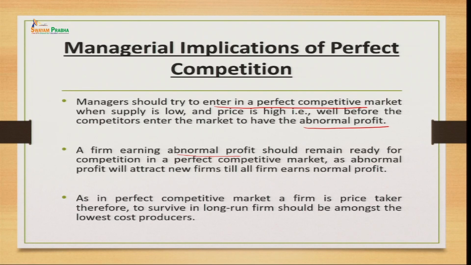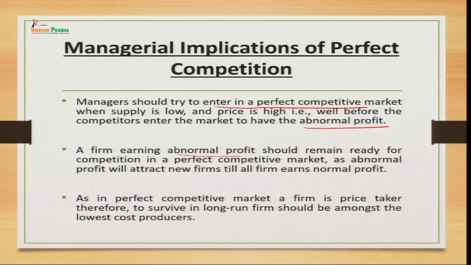If they are earning abnormal profit, if they are earning good profit, they should keep themselves ready, because this will attract new suppliers into the market. So, they should always focus on reducing their cost and bringing something new to their business, where they would be able to attract more profit from the market. They should always keep themselves ready and make their calculations of how to reduce the cost. And lastly, in a perfect competitive market, the firm is a price taker. They are taking the prices from the market forces, that is demand and supply. Therefore, to survive in the long run, the firm should be amongst the lowest cost producers.